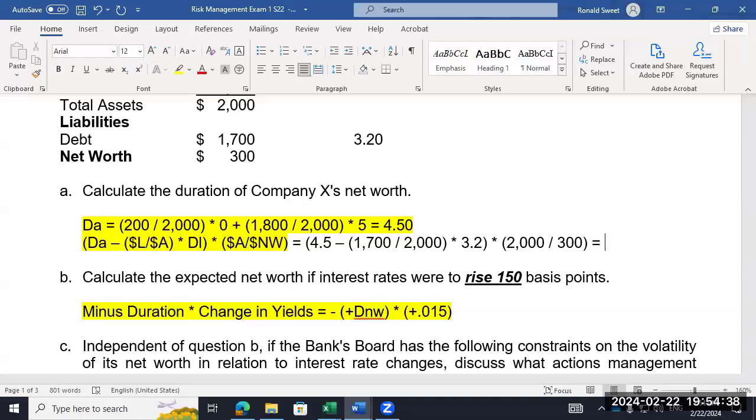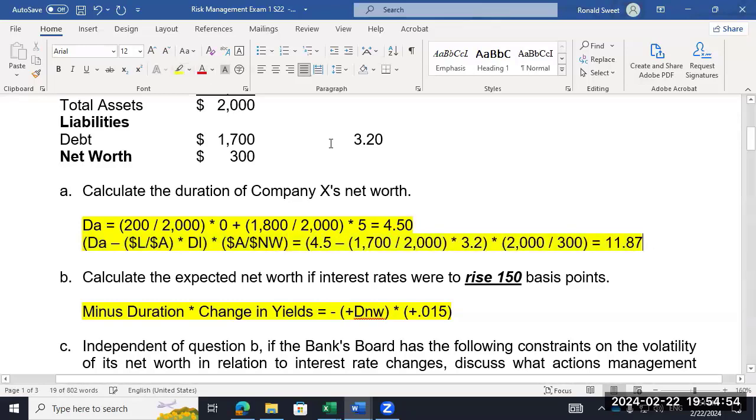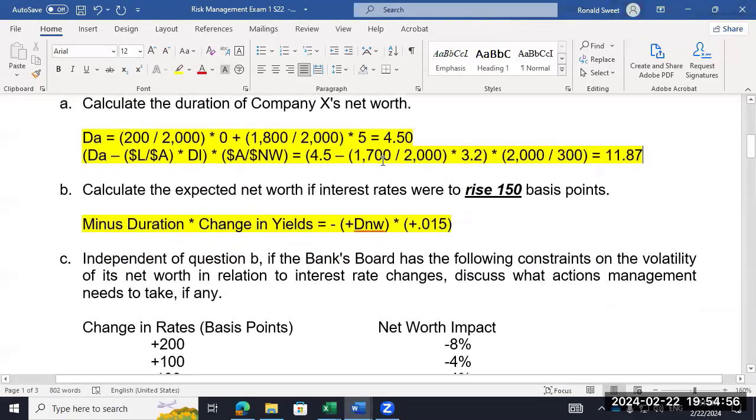Did any two of y'all get the same answer on that? What did y'all get? 11 point what? 11.87? I don't know how many decimal places to go out. Rounding's not a big issue here. Everybody agree with that number? What else did y'all get?